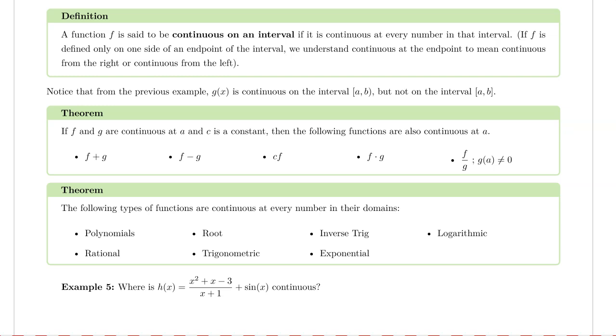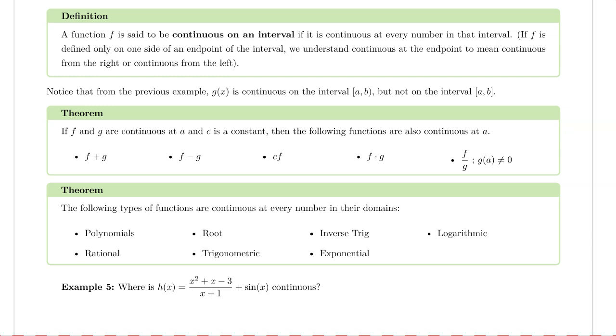Here's a theorem. If f and g are continuous at a and c is a constant, then the following functions are also continuous at a. So we have f plus g, f minus g, a constant times f, f times g, and f divided by g, so long as g of a is not equal to 0. Here's another theorem. The following types of functions are continuous at every number in their domains: polynomials, rational functions, root functions, trigonometric functions, inverse trig functions, exponential functions, and logarithmic functions.